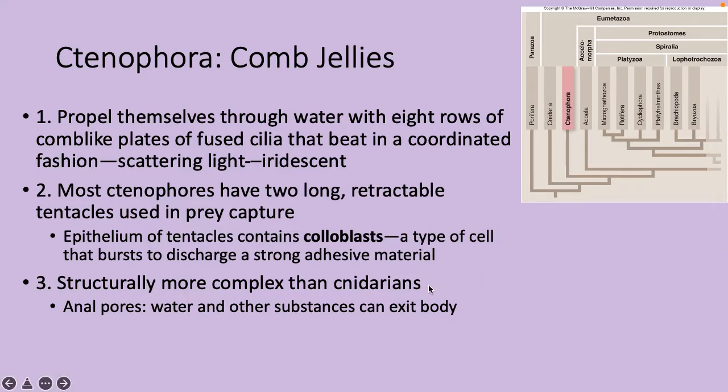They are a step up in complexity to our cnidarians. They are more complex. Here we actually have an anal pore. All right, so with our cnidarians, they didn't have that. That mouth was also the anus. They bring their prey in and then break it down in the gastrovascular cavity, and then discharge whatever did not get consumed. And now with our ctenophores, we actually have an anal pore.